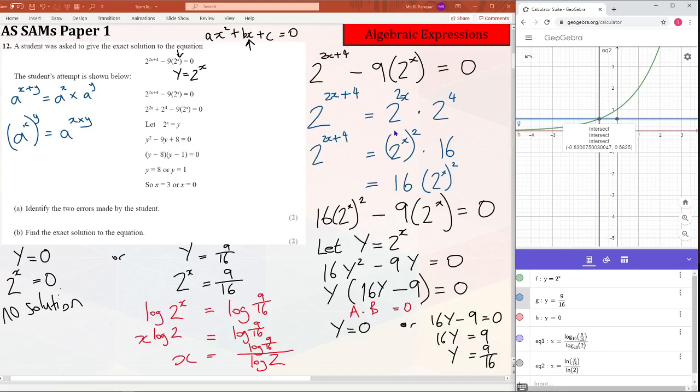Hopefully you found this useful. Please make sure that you revise laws of indices, exponential functions, and being able to recognize hidden quadratics. Those are the main topics for this question.